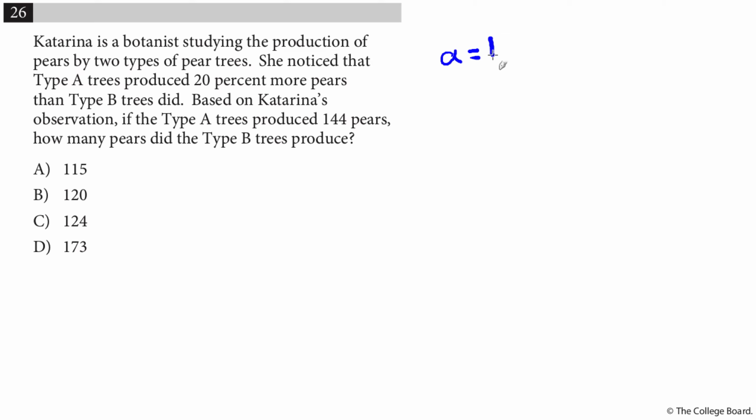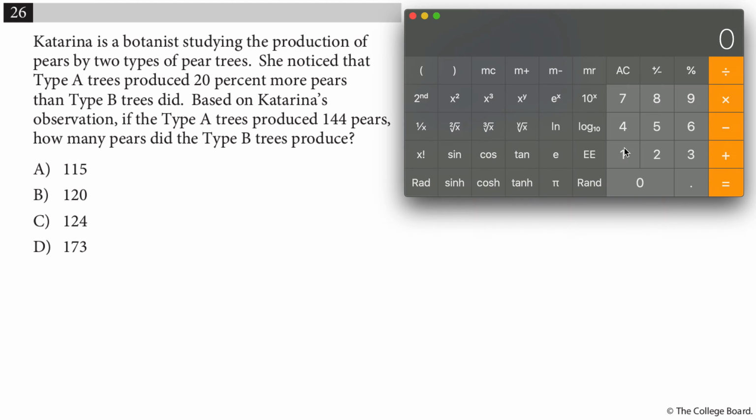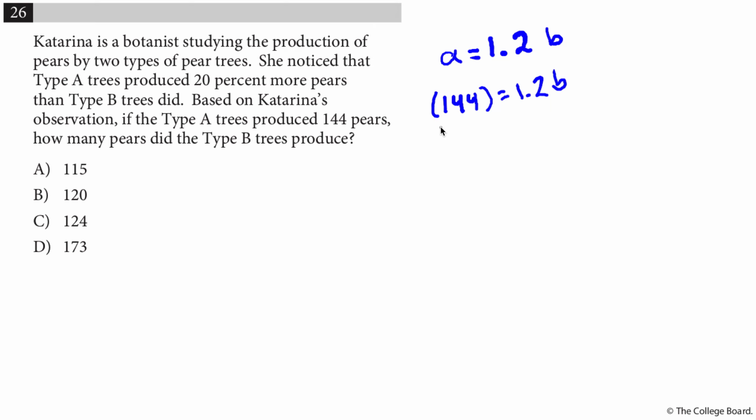So that's going to be 120%, so 1.2 of type B trees. This is one option. Okay, if type A trees produced 144 pears, then I can just plug it in here and get 144 equals 1.2b. I can go to my calculator, do a little bit of division, do 144 divided by 1.2, and I get 120 pears.